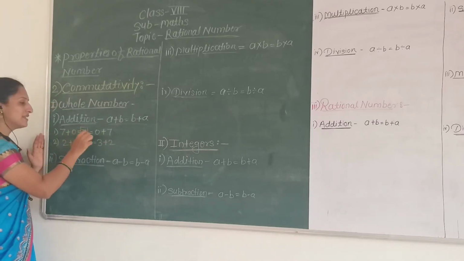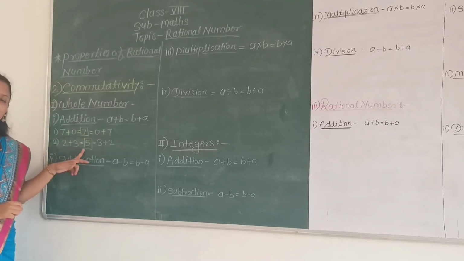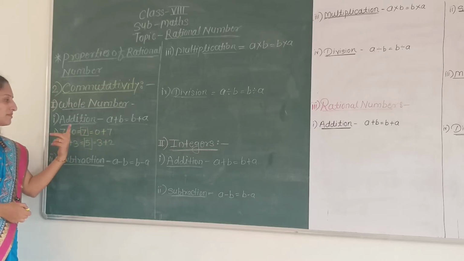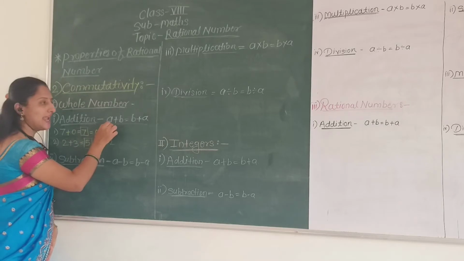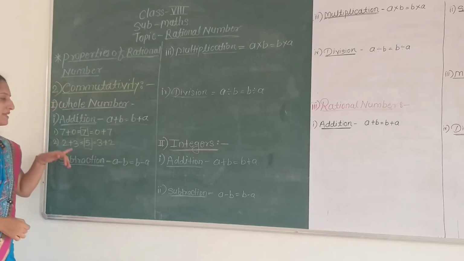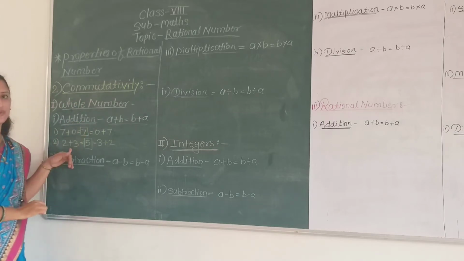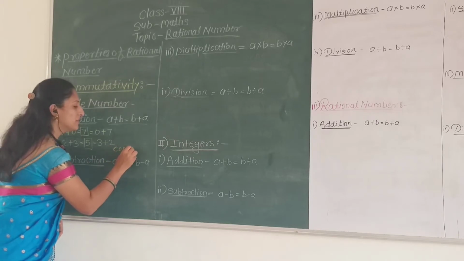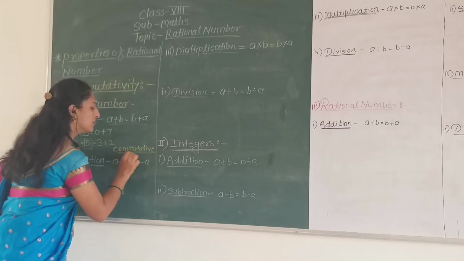These both numbers are whole numbers, and LHS and RHS both sides have the same answer. This shows that a plus b is equal to b plus a. That means whole numbers are commutative with respect to addition.